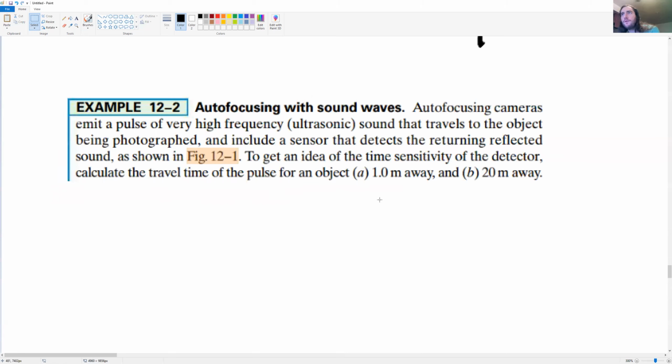So, auto-focusing with sound waves. The way your phone or camera actually autofocuses is by sending a sound wave which you cannot hear, and then detecting that sound wave as it reflects off of surfaces that are in its field of view. So oftentimes if you have an autofocus camera, and let's say you're trying to take a picture of your family or your friends or whatever, right?